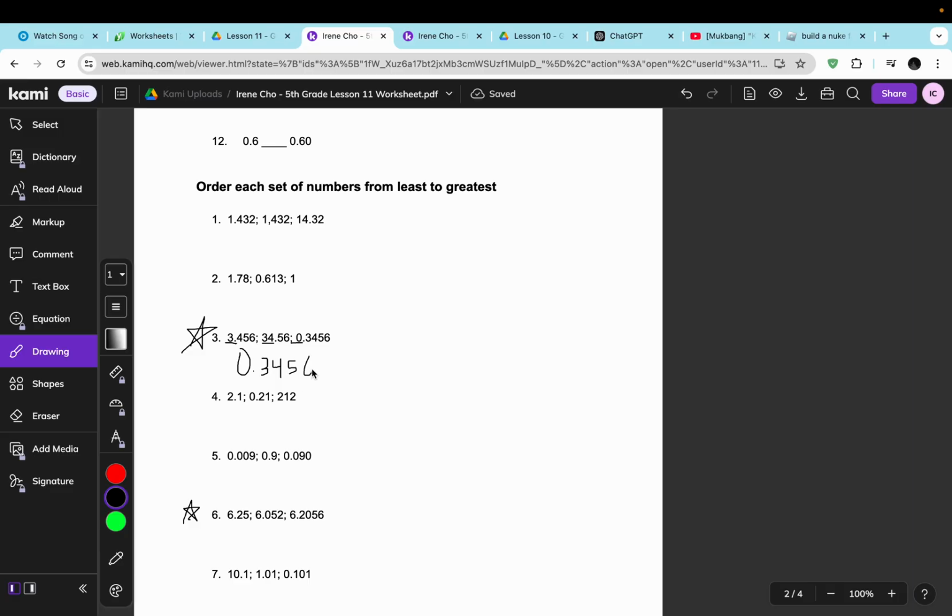So 0.346, so 0.3456, and then the first and the second number, since 3 is less than 34, it's going to come after. So it's the middle number, so 3.456 is after. And then the final number is 34.56.